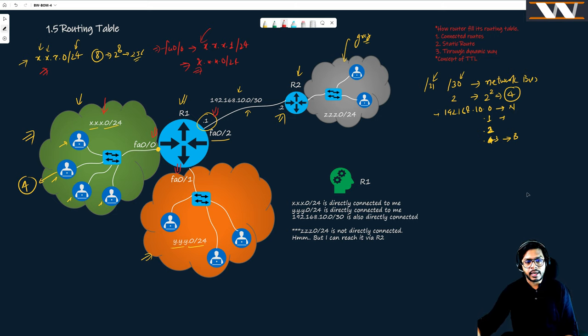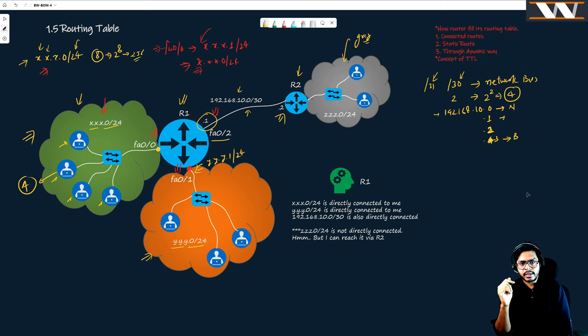Right. Similarly, I am going into the FA0/1 interface, and I am assigning an IP address which is y.y.y.1, which is the first IP address of y.y.y.0/24. It is as simple as that. And now, as soon as I give this IP address to the FA0/1 interface of the router, the router understands that, okay, I am part of the y.y.y.0 network. It is as simple as that, right?